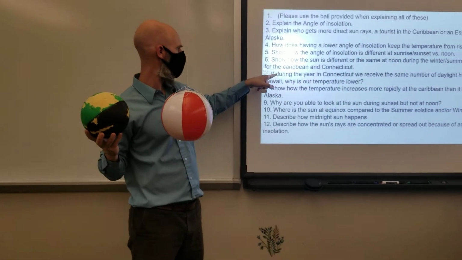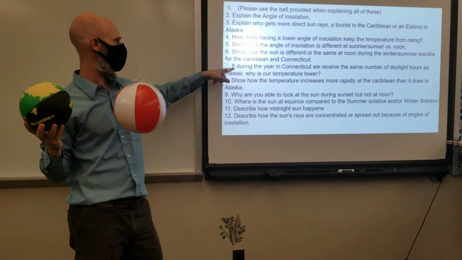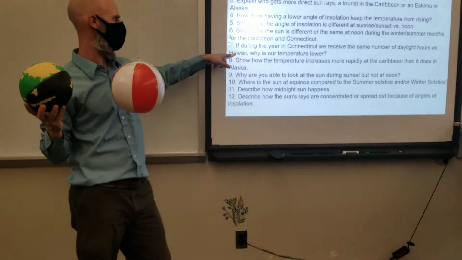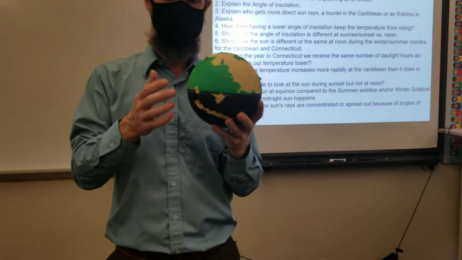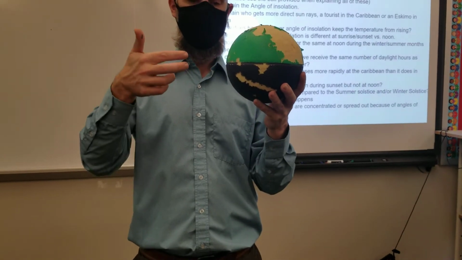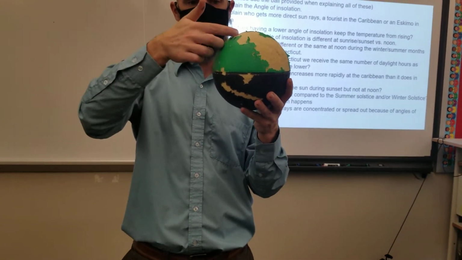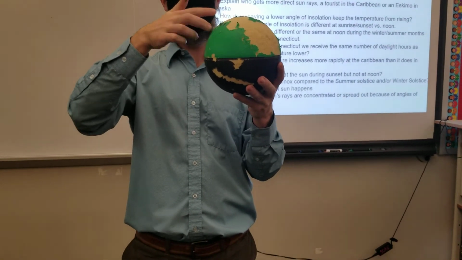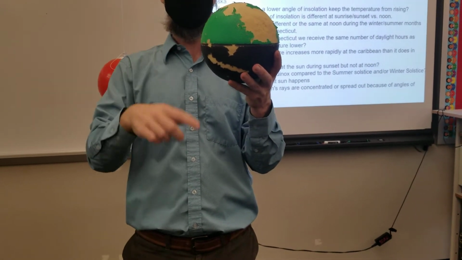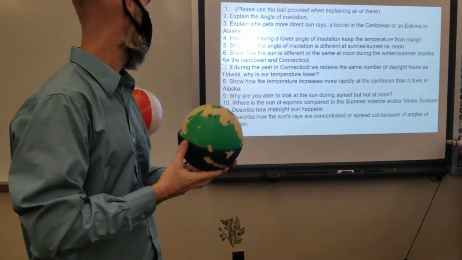If during the year in Connecticut we receive the same number of daylight hours as Hawaii, why is our temperature lower? In Connecticut we receive the same number of daylight hours as Hawaii or the Caribbean, but again the sun is not as direct up here, so the sun is more spread out. That's why the temperature is lower up here than in Hawaii, which is close to the equator. The sun is more direct.